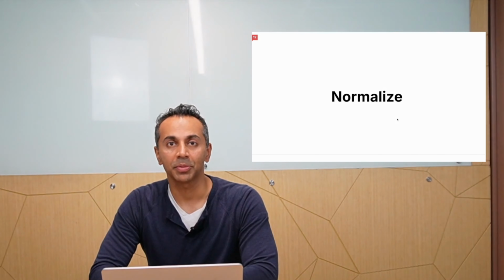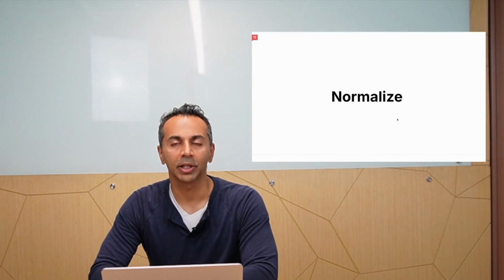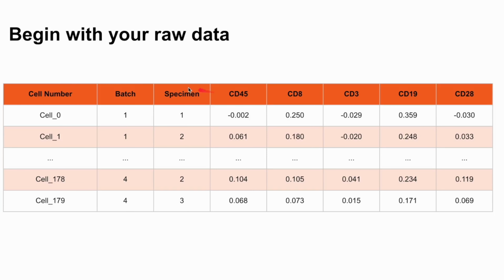So remember, 3 steps: normalize, cluster, and correct. So let's go through the normalization step. First, you begin with your raw data. So you list out all of these 180 cells: batch 1, specimen, CD45, all the way to CD28. And here you can see all the raw intensities, and this is the beginning.